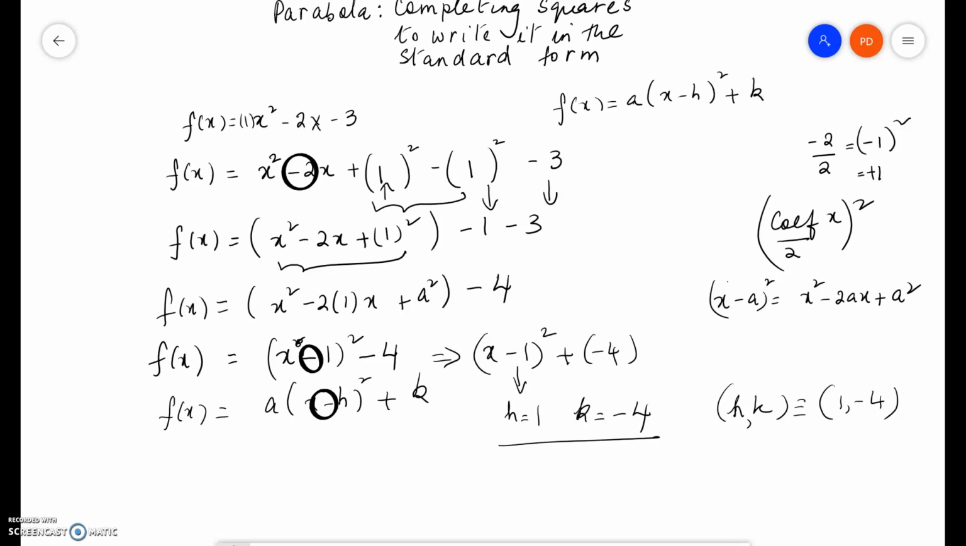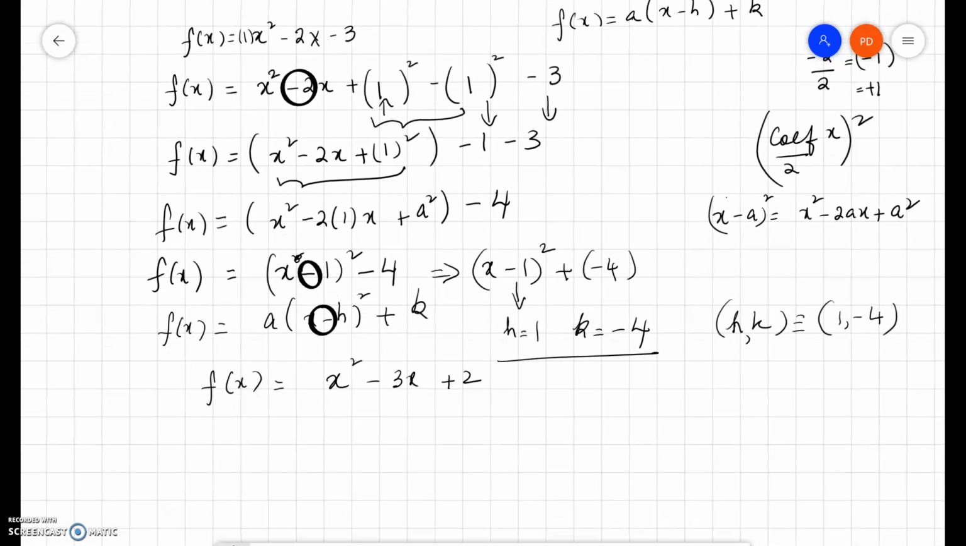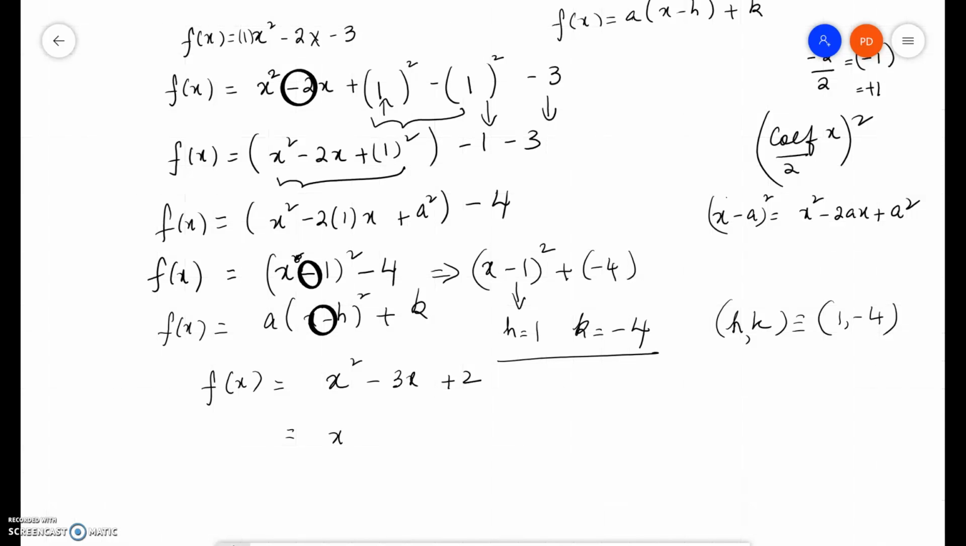So here, the process of completing squares involves taking the coefficient of x, dividing by 2, squaring it, and adding and subtracting the same number. A quick example of another quadratic function. Let's write this as x squared minus 3x plus 2. So now if we had to complete squares, we would write this as x squared minus 3x plus something squared minus something squared plus 2. These three together should form a whole squared.